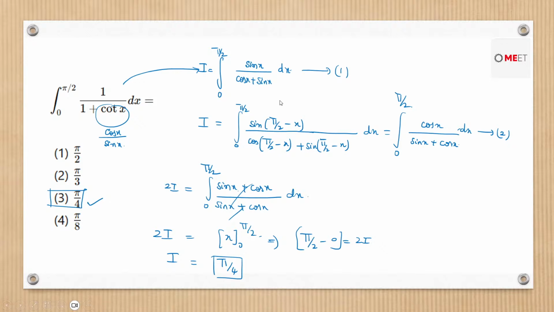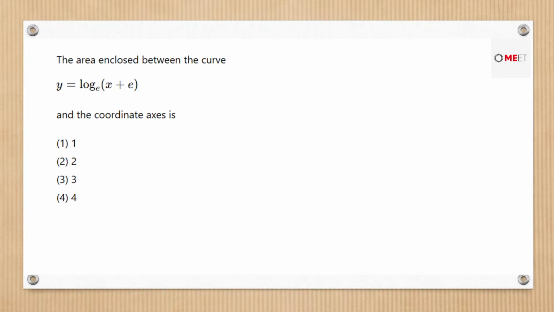Now moving to next question. Area enclosed between the curve y is equal to log to the base e of x plus e, and the coordinate axis, x equal to 0 and y equal to 0. First here we can put x plus e is equal to t. If x is 0, then t is equal to e. This would be one of the limits.